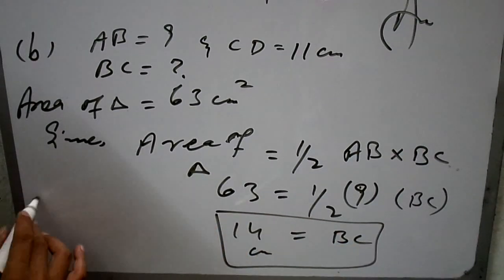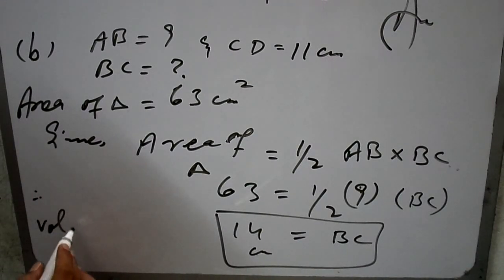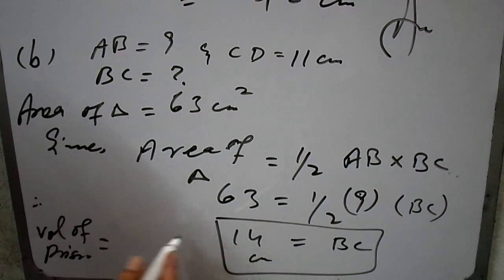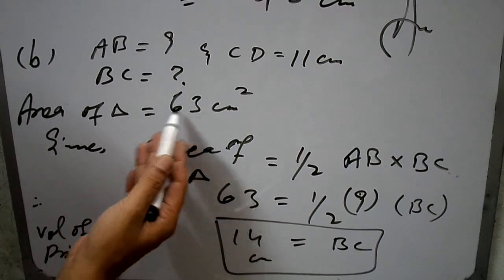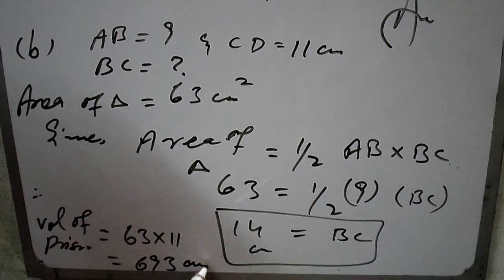Therefore volume of prism will be equal to base area into height. Already we have the area, that is 63, height length is 11, so multiply this, you will get 693 is your volume, that is centimeter cube. So it is your required result.